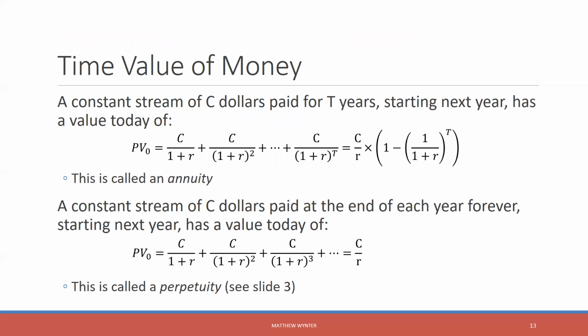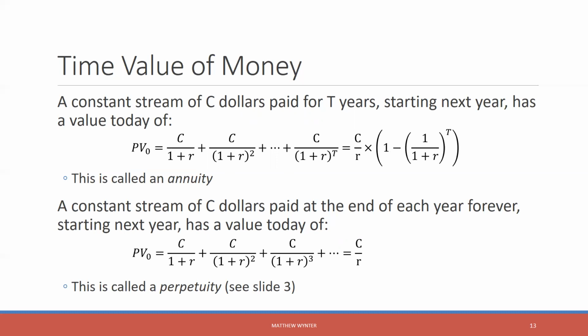Okay, so the time value of money concepts that we've been applying are for specific cash flows that are at some period in the future. What if we have a cash flow that's going to be the same? So let's talk about an annuity. We have a constant stream of C dollars paid for T years starting next year. This is called an annuity.